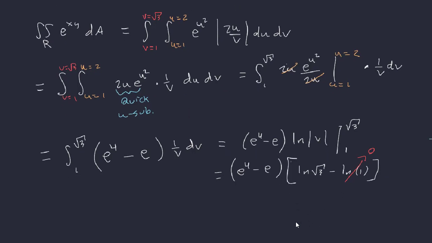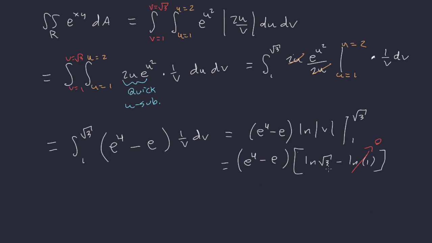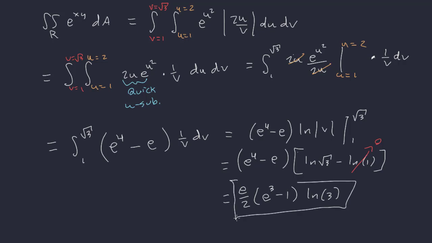And natural log of root 3, we could actually take that out as 1/2 if we want to. It doesn't really matter. If you look it up in the back of the book, it might actually do that. So probably the most simplified version of this you could ever see might be something like e halves times e cubed minus 1 times ln 3. But again, who knows? I think just e to the 4th minus e times ln of square root 3 is also good enough.